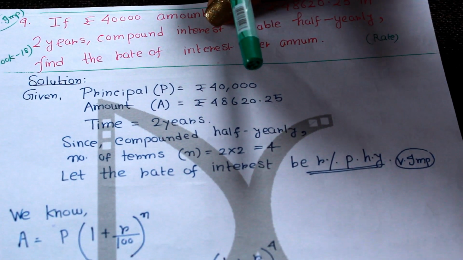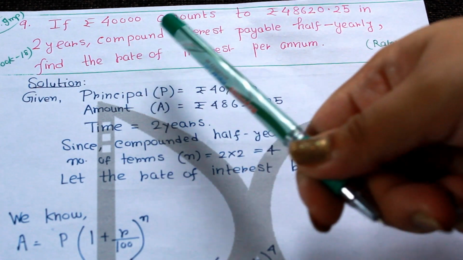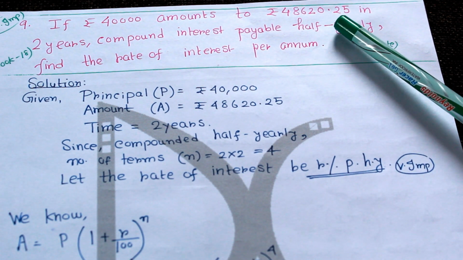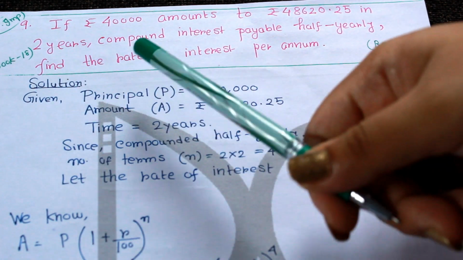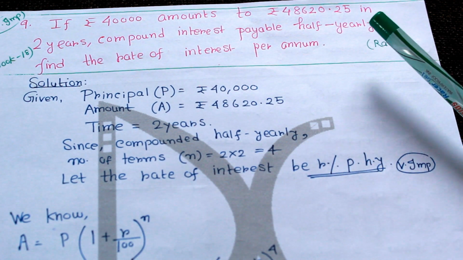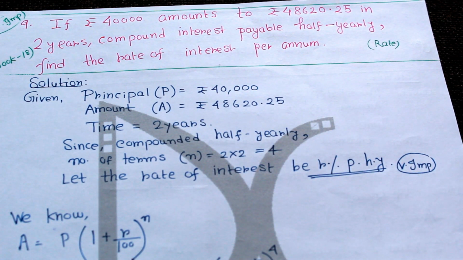See, this one is important. It says, if rupees 40,000 amounts to rupees 48,620.25 in 2 years, compound interest payable half yearly, very important, find the rate of interest per annum. Now see the tragedy here: they have given that the interest is being compounded half yearly or semi-annually, but when they are asking for the rate, you are being asked for the annual rate.